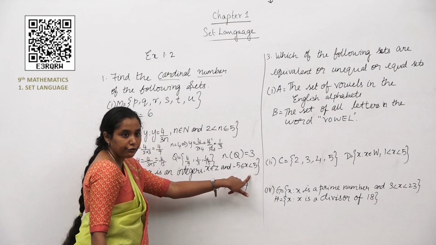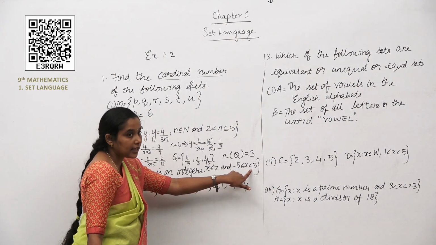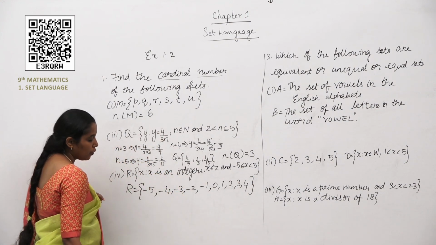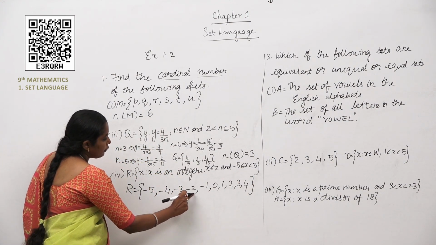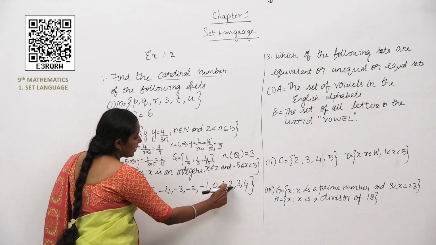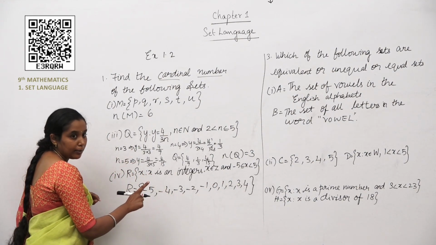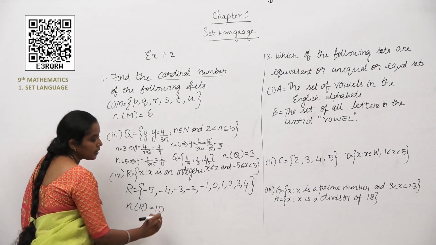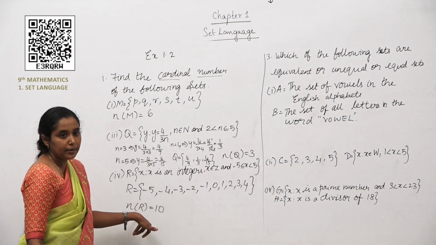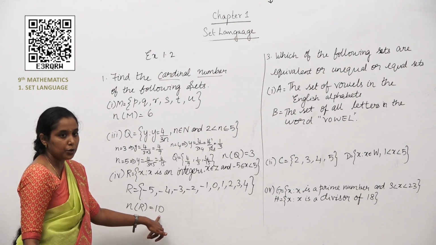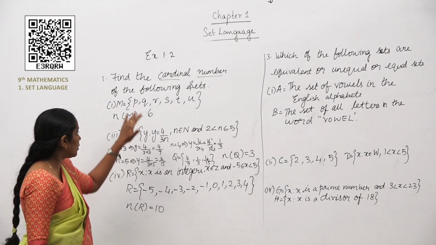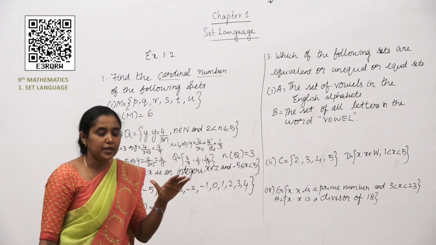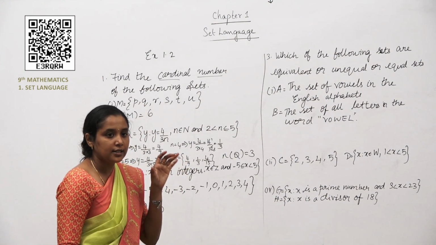Should you include 5? No, because only less than 5 is given. So write till 4. 1, 2, 3, 4, 5, 6, 7, 8, 9, 10. So 10 elements are there. So n of R is equal to 10. The number of elements in the set R is equal to 10. Have you understood what is meant by cardinal number? Cardinal number means the number of elements in the set.